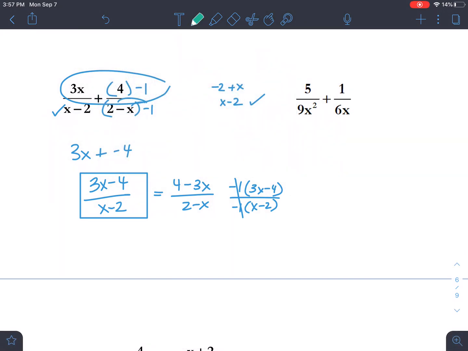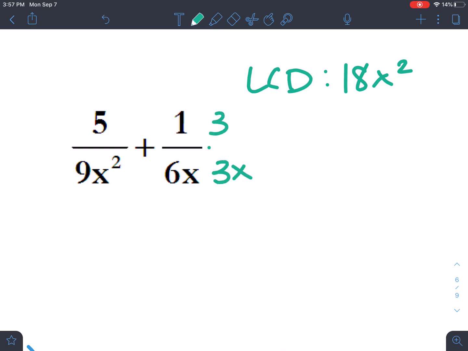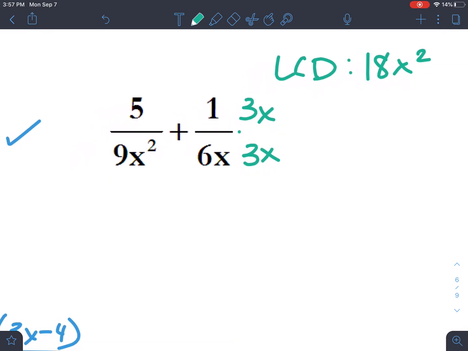How about 9x squared and 6x? Well, we finally have one that's really not the same denominator. So we have to think about what do we want, and maybe even write yourself a note. What is the least common denominator going to be? Well, 9 and 6, pretty much 18 is the lowest you can do here. And then you have x squared and x. So lowest you could do is x squared. Okay, so you want to think about what's missing. So from the 6x, I would need a 3x to make that 18x squared. From the 9x squared, actually, all I need is a 2.